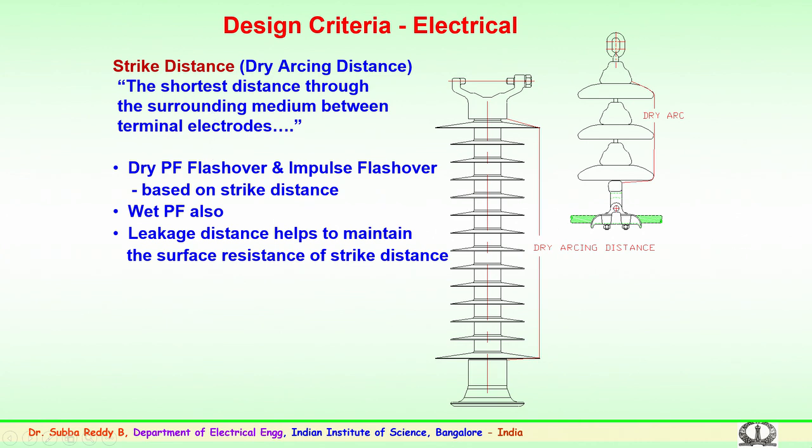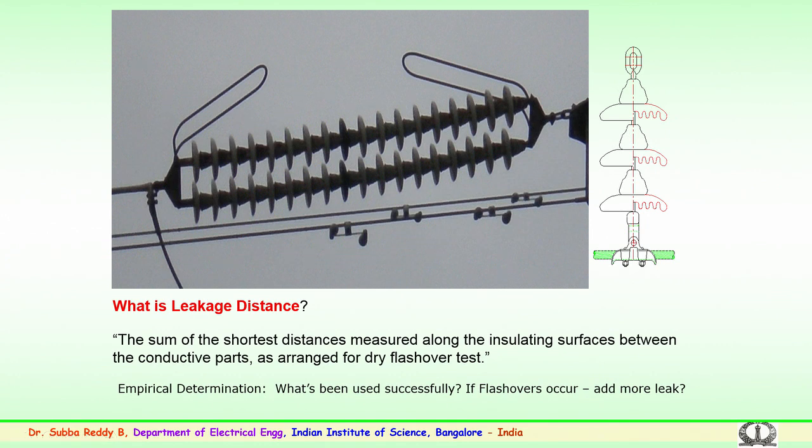So, the leakage distance mainly helps to maintain the surface resistance of the strike distance. So, this is an important design criterion for the electrical design. A very clear distinction has to be made between the strike distance and the leakage distance, and why it is important in the design of insulation. So, next is the leakage distance. What is the importance of a leakage distance?